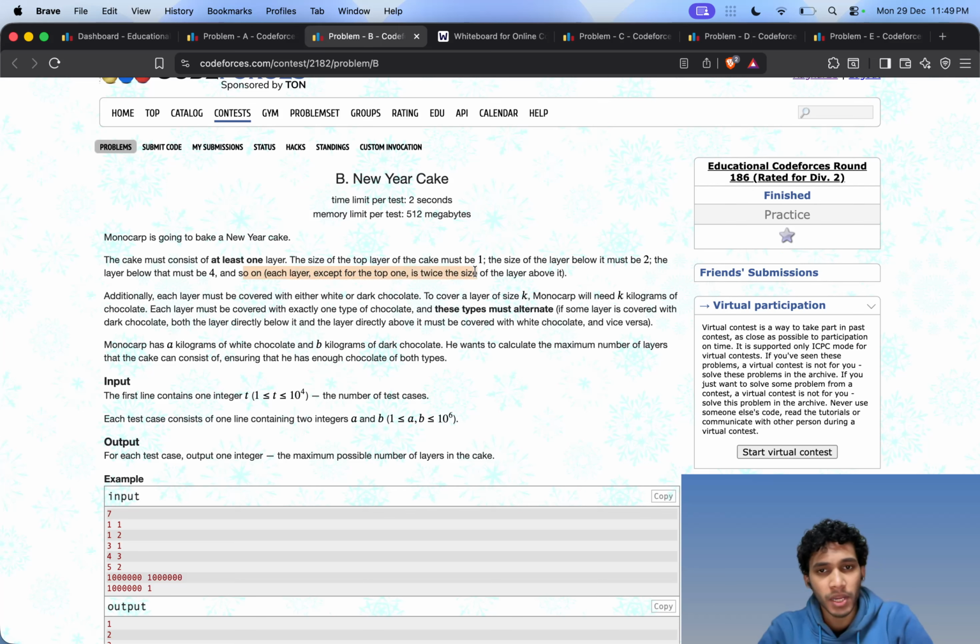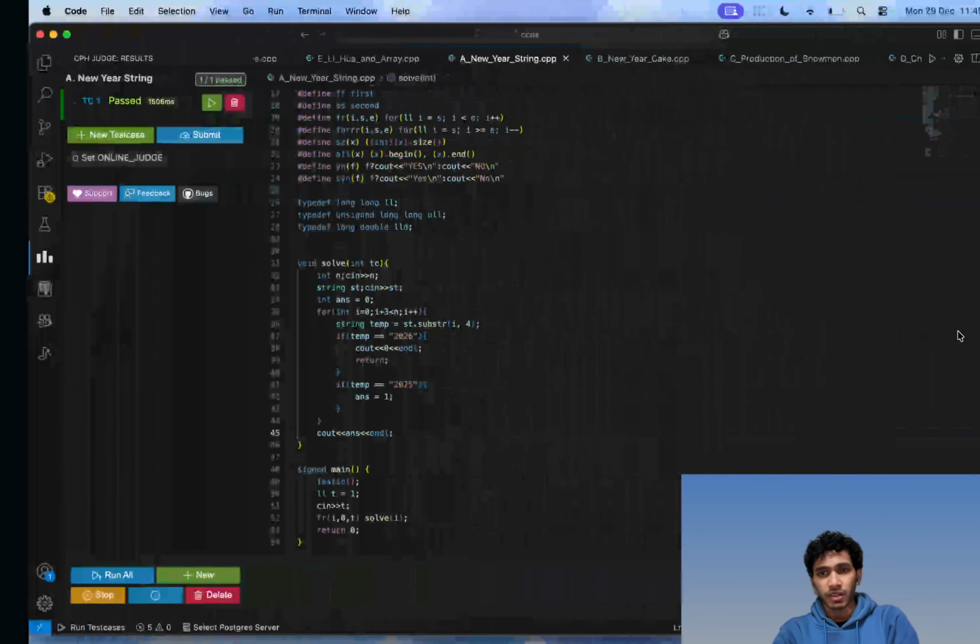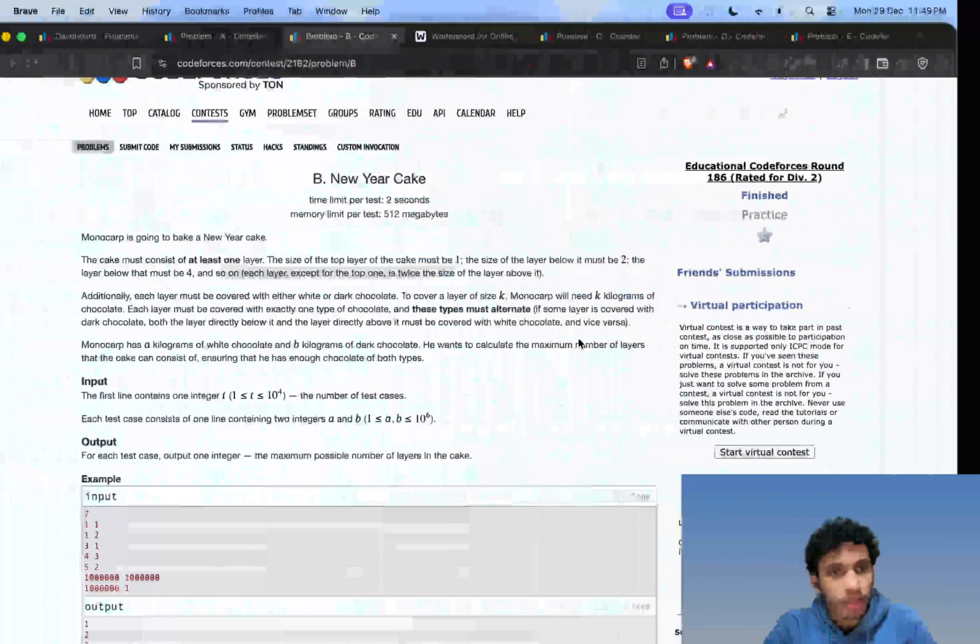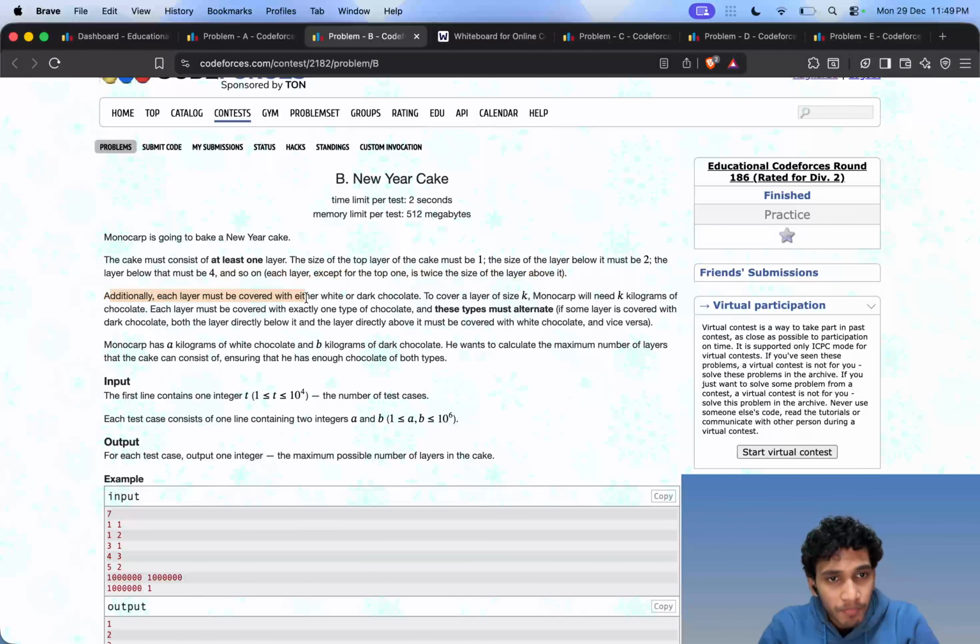What does so on mean? The size of the i-th layer is twice the size of the (i minus 1)-th layer. Okay. Additionally, each layer must be covered with either white or dark chocolate. To cover a layer of size k, Monocarp will need k kilograms of chocolate. Each layer must be covered with exactly one type of chocolate, and these types must alternate.